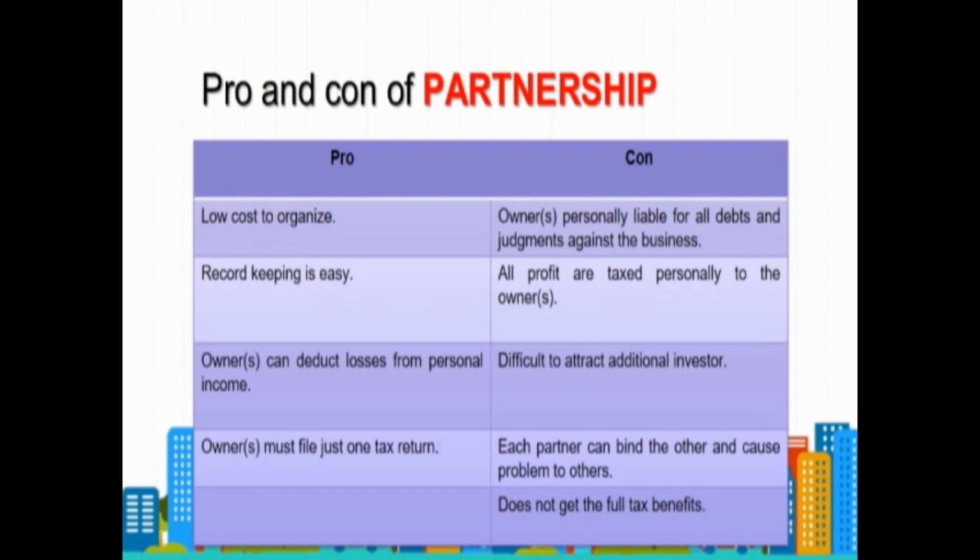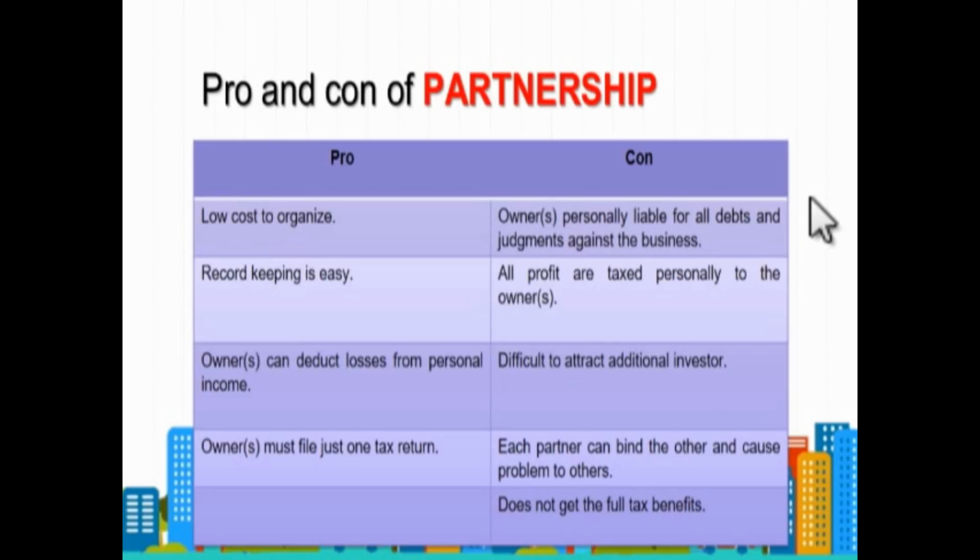Okay, so these are the advantages and disadvantages of partnership. The advantages: partnership is still a type of company that is low cost to organize. Maksudnya memang mudah lagi nak organize dan cost yang diperlukan pun agak rendah. And then record keeping is quite easy, dia tak ada lah seteruk macam corporation. Owner can deduct losses from personal income. This one kita kata the advantage is bila kita kena buat dua tax kan, so kita boleh deduct loss from personal income. Owner must file just one tax return. So owner tu dia hanya perlu file satu je dekat LHDN, sama ada personal income ataupun business income. So salah satu pun dah cukup.